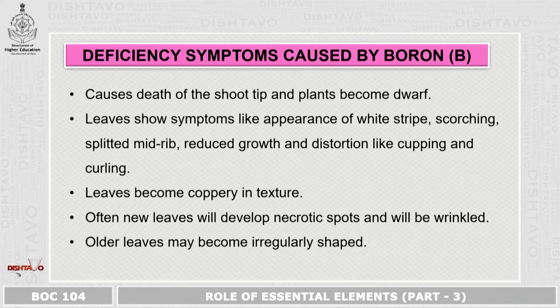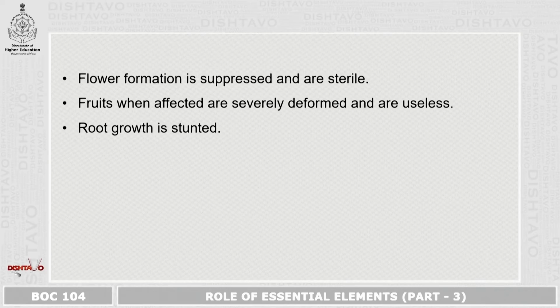The leaves show symptoms like appearance of white strips, scorching, split midrib, reduced growth and distortion like cupping and curling of the leaves. All these symptoms are seen in the leaves. Then leaves become coppery in texture. Often new leaves will develop necrotic spots and will be wrinkled. Older leaves may become irregularly shaped, so they lose their normal shape and size.